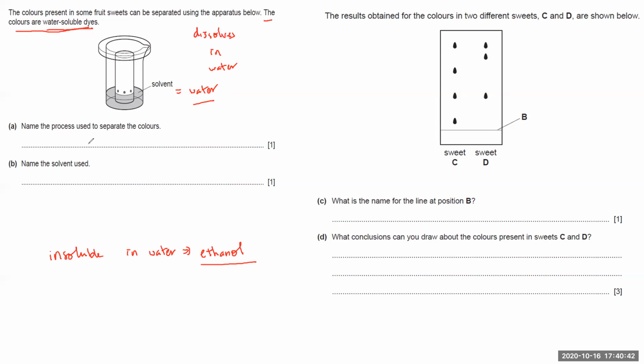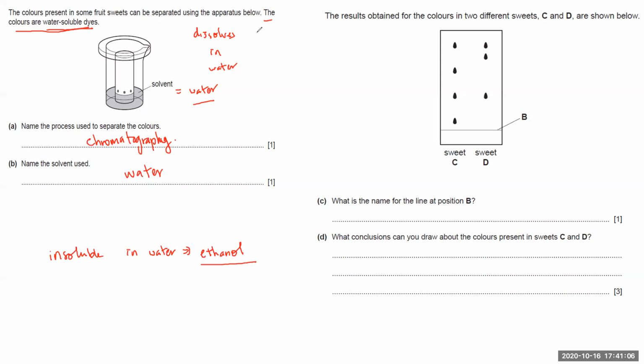Name the process used. This is called chromatography. Please make sure you know how to spell it correctly. Name the solvent used. I already mentioned just now, you use the solvent water. So always remember, read the question very carefully because there are always clues in the question.